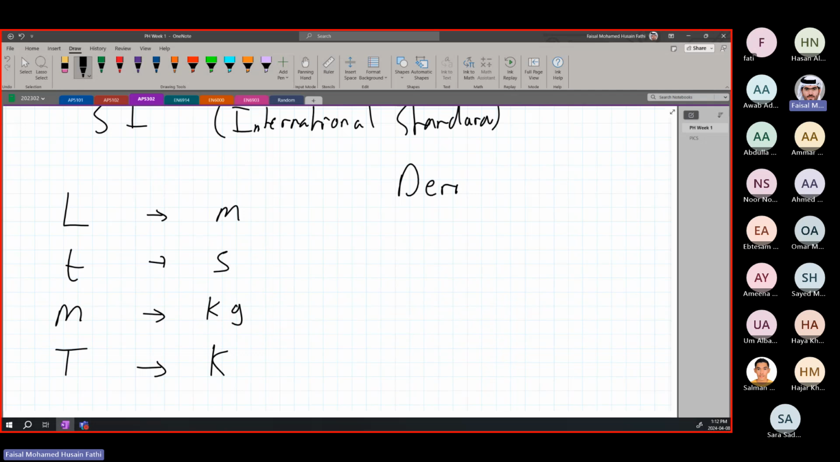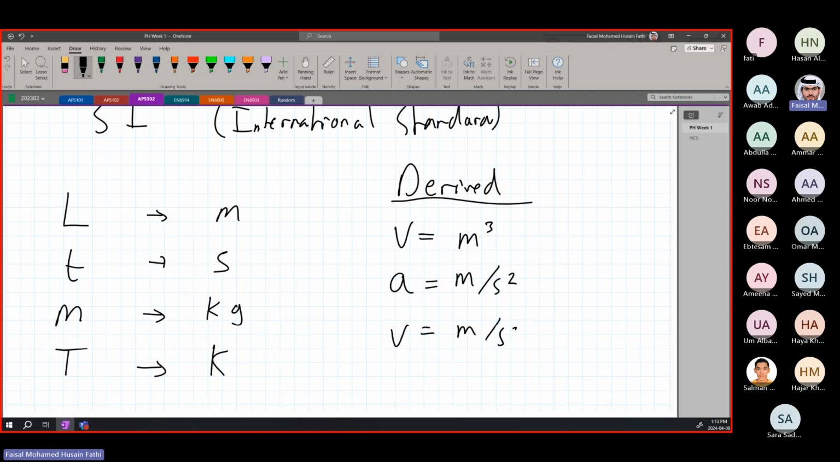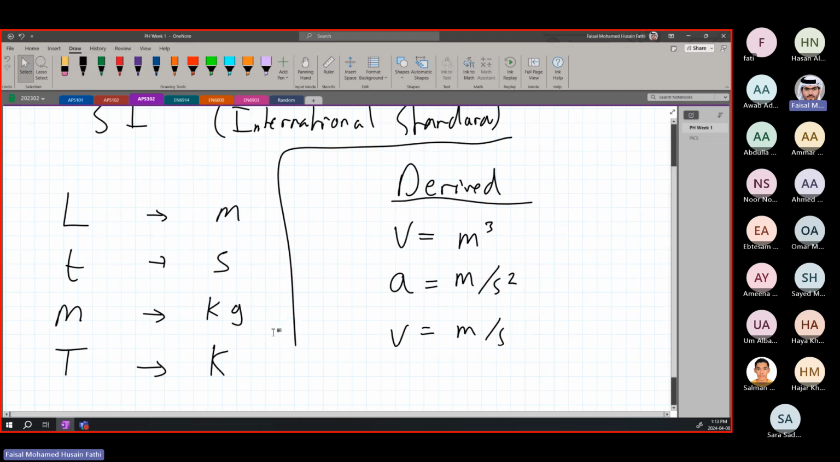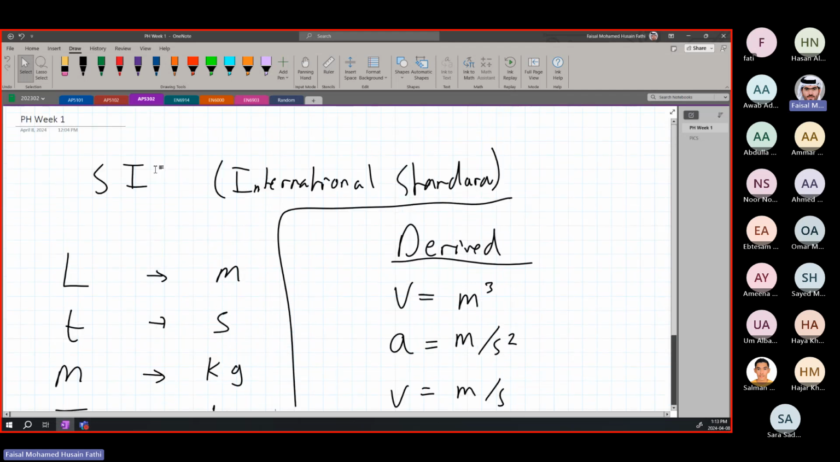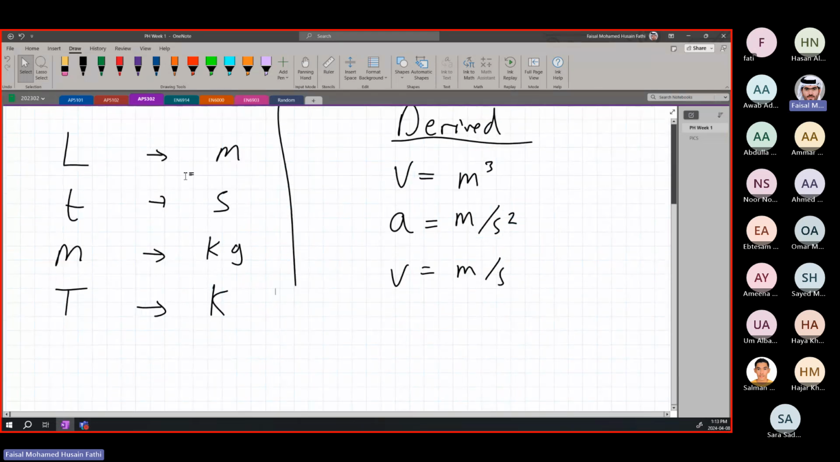For example, some derived units are volume, which is equal to meter cubed, acceleration, which is meters per second squared, or velocity, which is meters per second. These are called derived units because their units are taken from the standard international units or SI units. So we have two types of units, derived units and SI units. You guys need to know the basic ones I have on the screen right now. These are very important. Moving on to dimensional analysis.